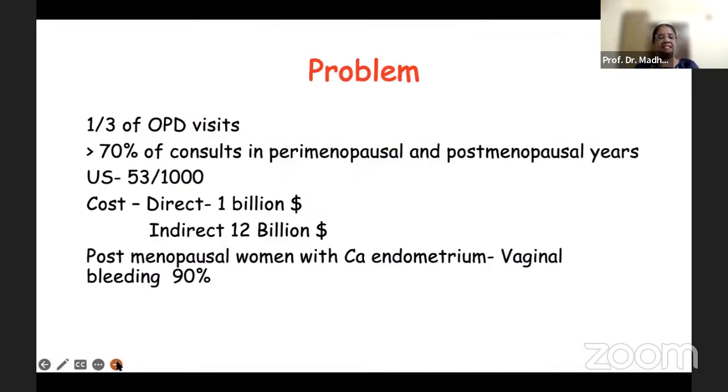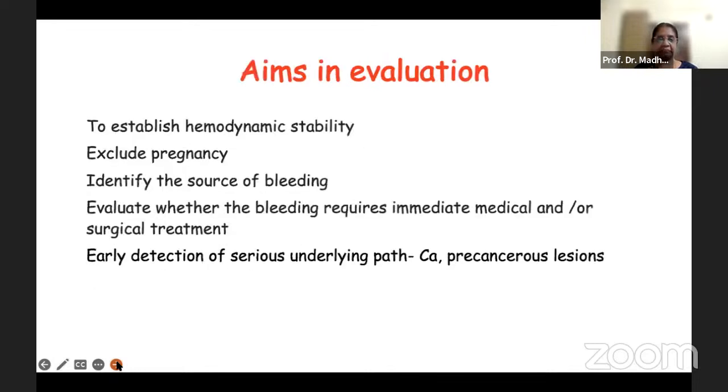AUB, the problem is, if you really see, there are about 1/3 of OPD visits and more than 70% of consultations in the perimenopausal and postmenopausal years are because of AUB or abnormal uterine bleeding. In the US, it's almost as high as 53 per 1,000 consultations. And even the cost, as you see, is billions of dollars, just a single disease. In postmenopausal women with carcinoma of the endometrium, they present with vaginal bleeding in about 90% of these cases. So this shows us how serious this problem is and how it should be tackled.